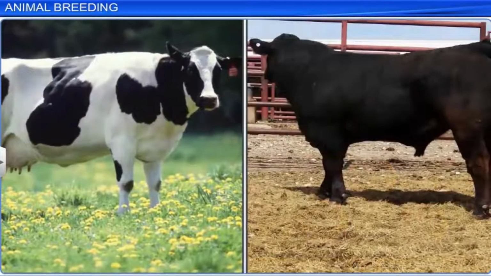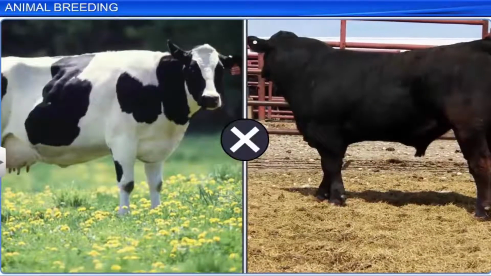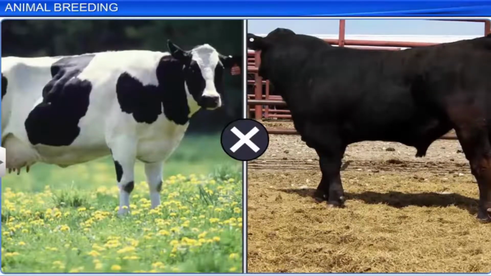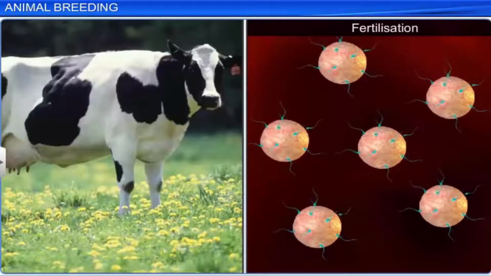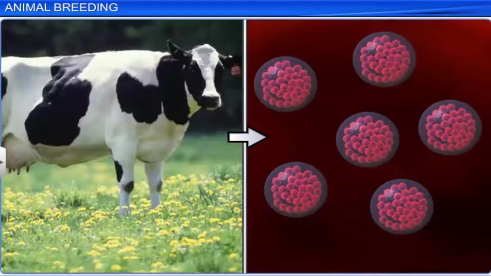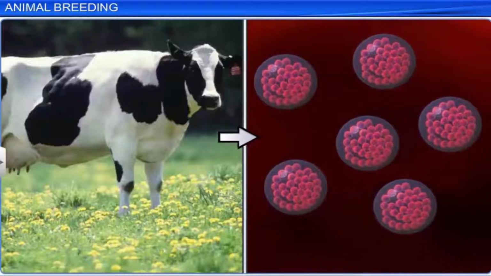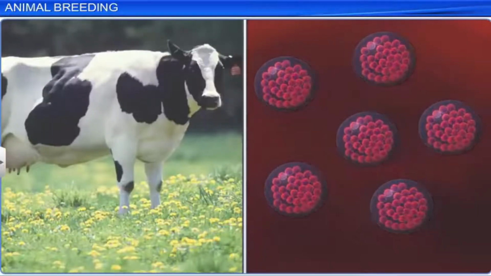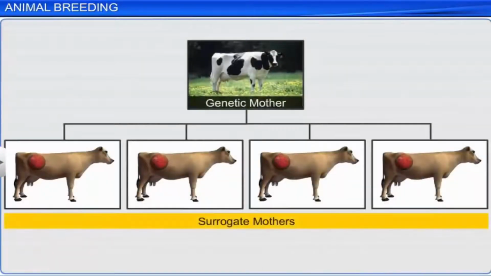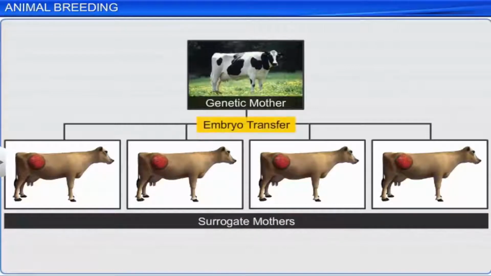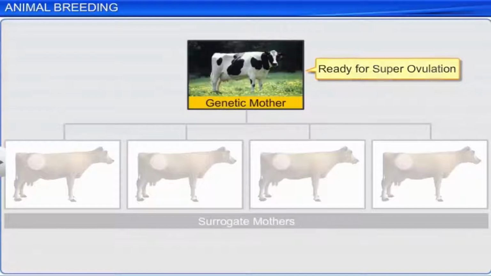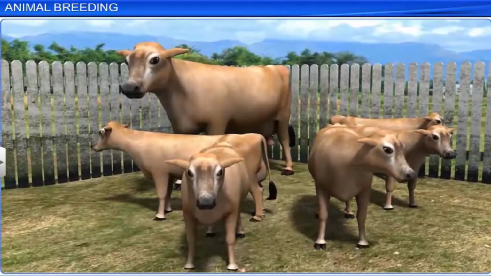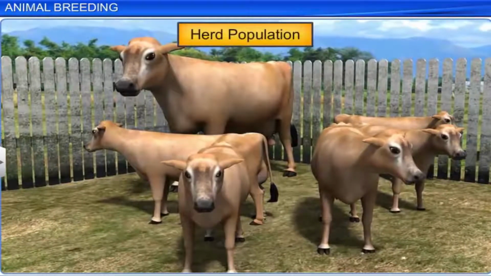The superovulated female is mated with a superior male either through natural mating or artificial insemination. This results in fertilization of all the eggs. When the fertilized eggs reach the 8 to 32 cell stage, they are non-surgically removed and then implanted into different surrogate mothers for further development in a process called embryo transfer. Now, the female animal can be used for superovulation once again. In this manner, MOET helps increase the herd population containing desirable characters in a short span of time.